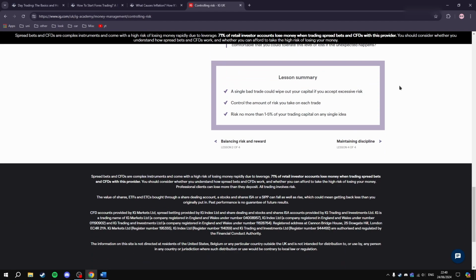So let's summarize then. A single bad trade could wipe out your capital if you accept excessive risk. Control the amount of risk you take on each trade, and risk no more than 1 to 5% of your trading capital on any single idea.